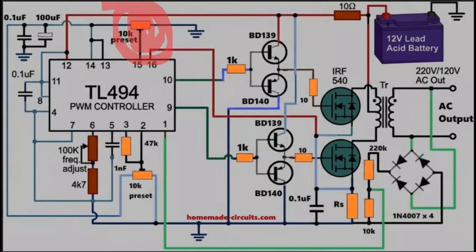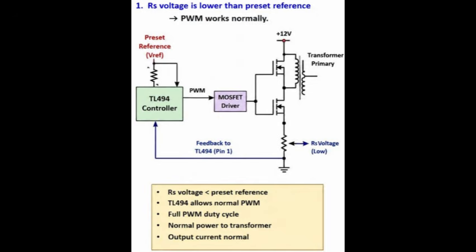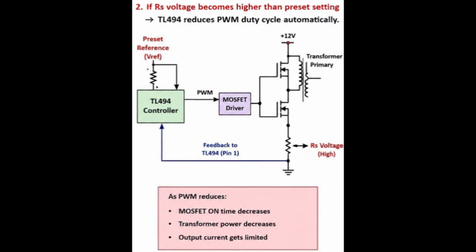Now if RS voltage is lower than preset reference, PWM works normally. If RS voltage becomes higher than preset setting, then the TL494 reduces the PWM duty cycle automatically. As PWM reduces, MOSFET on time decreases, transformer power decreases, and finally, the output current gets limited, as intended.